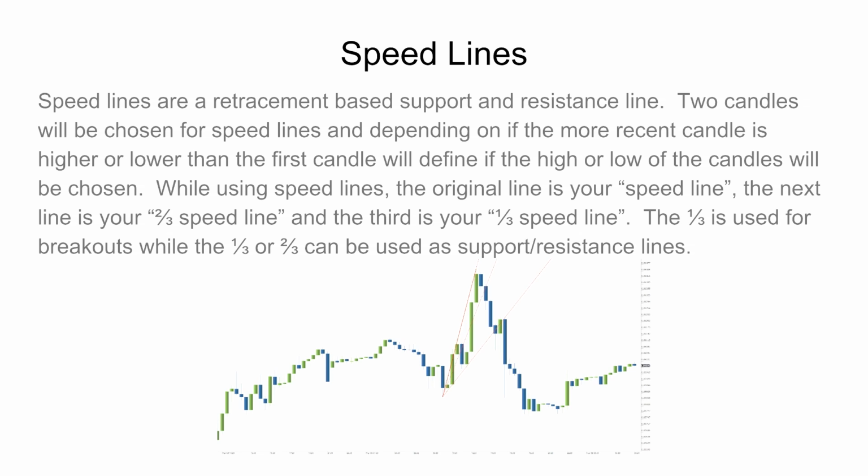Next we have speed lines, and speed lines are a retracement-based support and resistance line. So two candles will be chosen for speed lines, and depending on if the more recent candle is higher or lower, the first candle will define if the high or low of the candles will be chosen. While using speed lines, the original line is your speed line. The next line is your 2/3 speed line, and your third is your 1/3 speed line. The 1/3 is used for breakouts, while the 1/3 or 2/3 can be used for support and resistance lines.